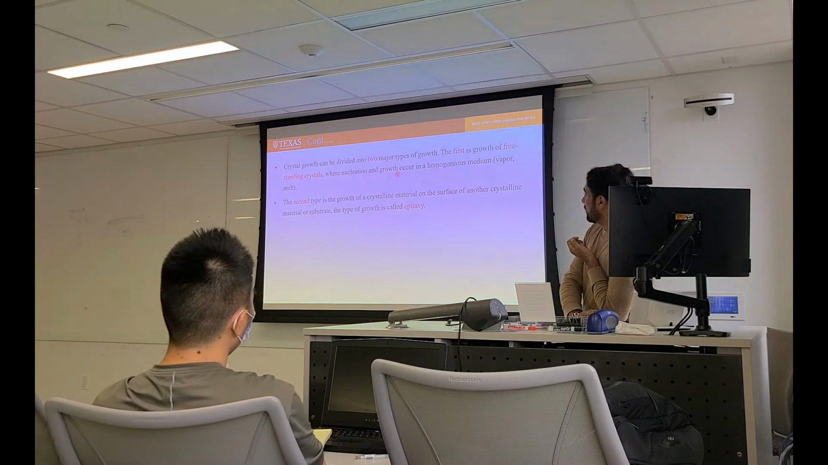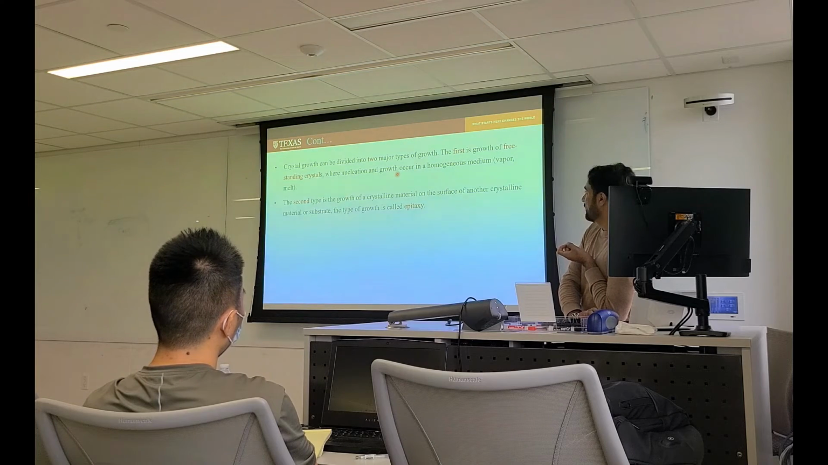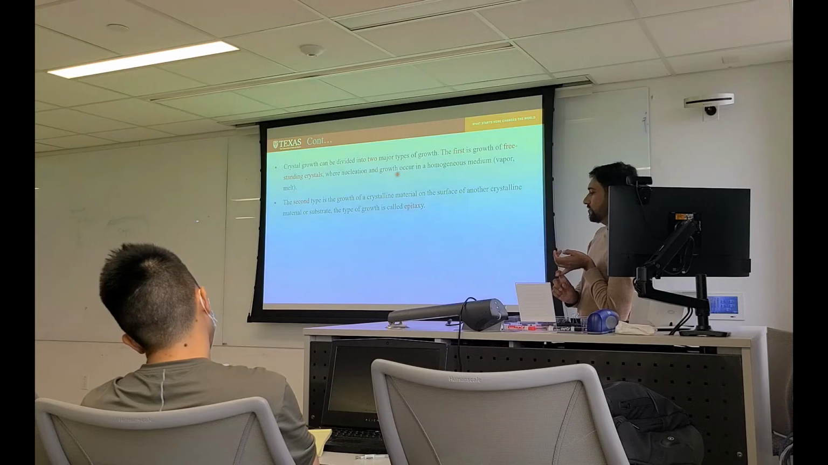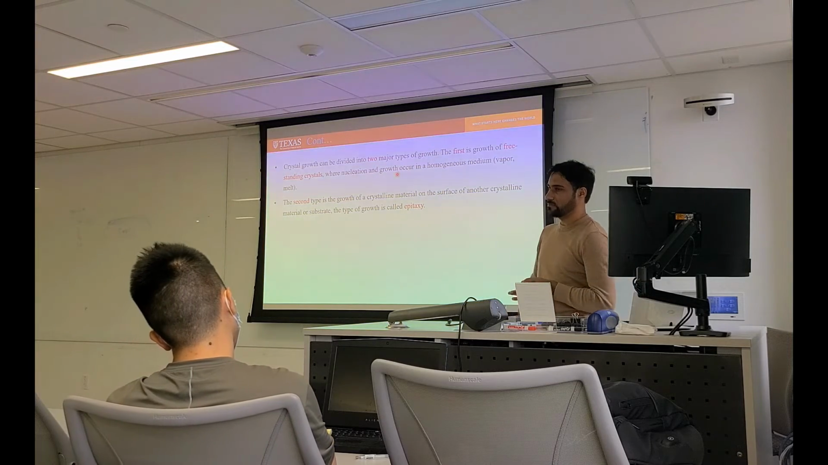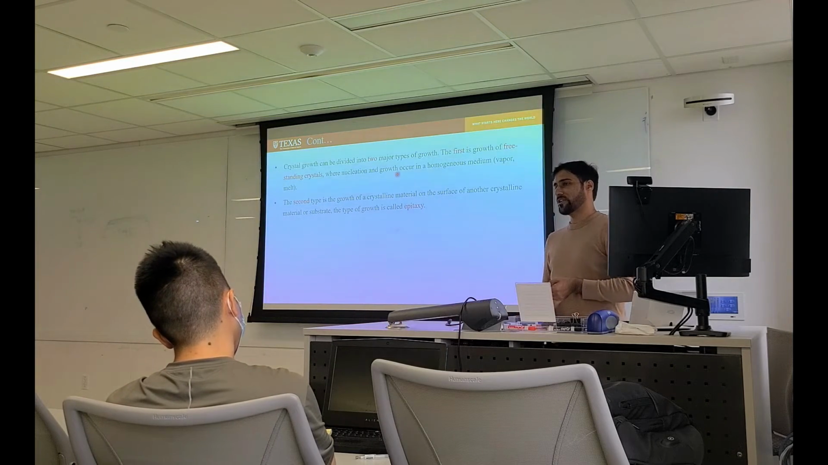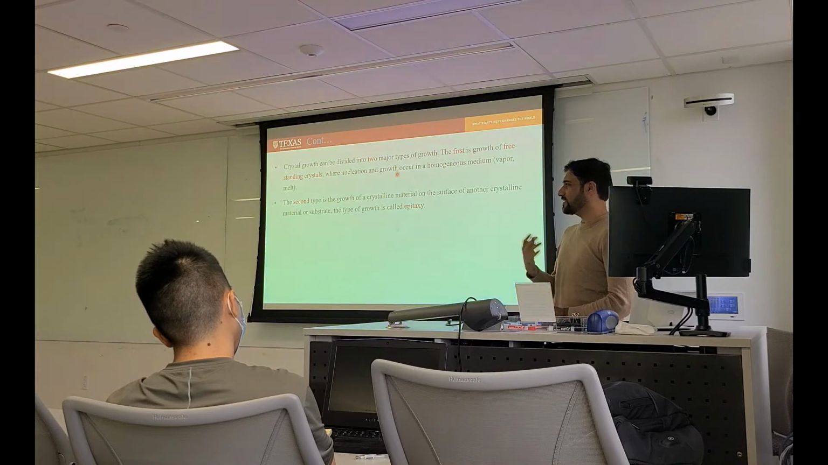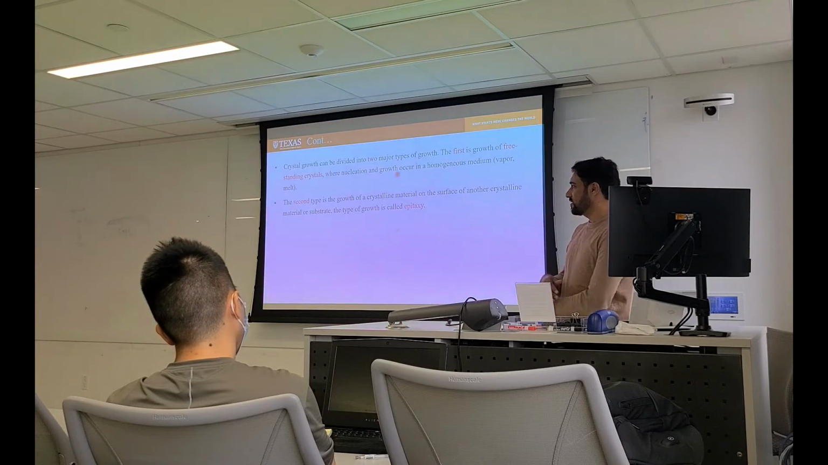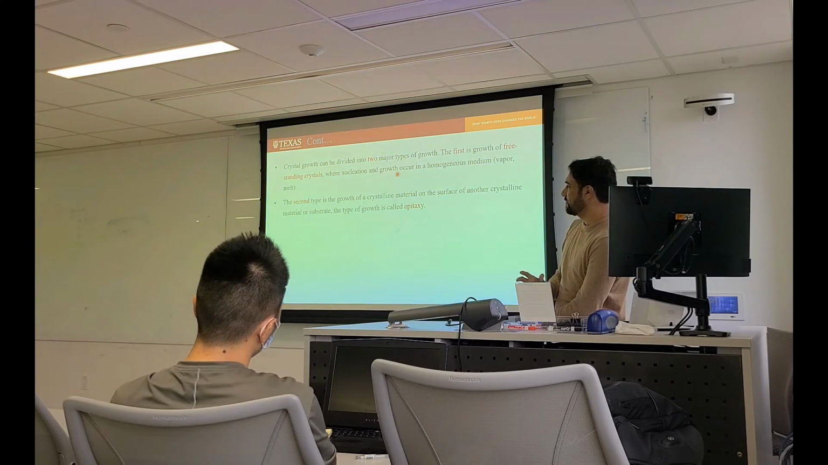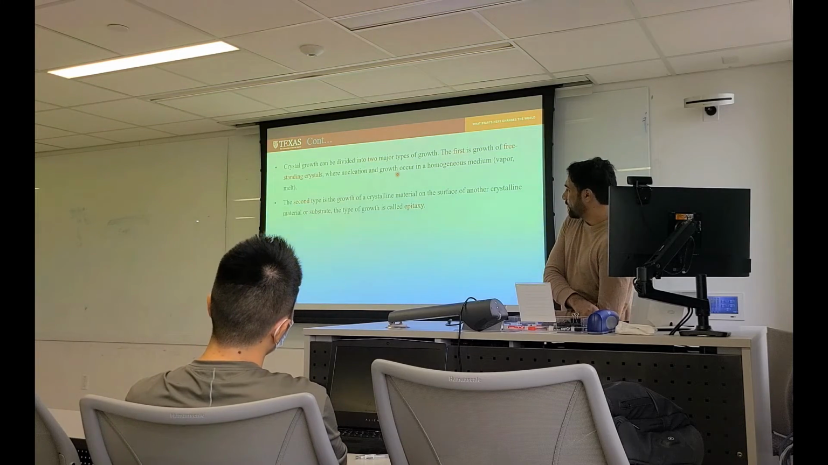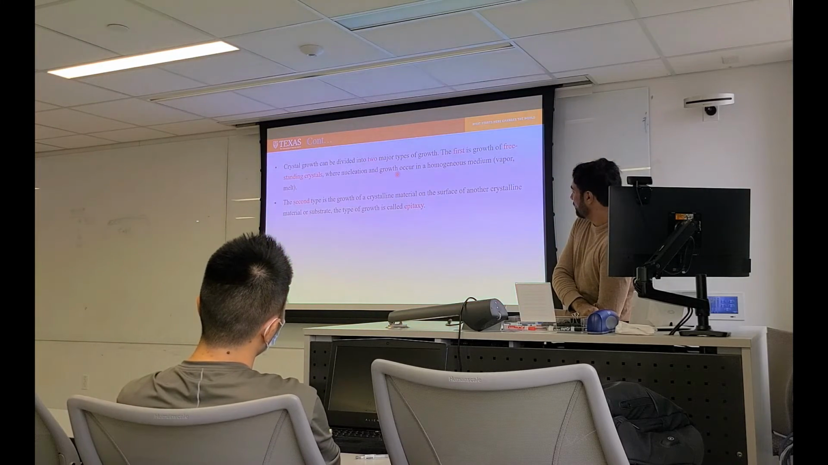The second type is the growth of crystalline material on the surface of another crystalline material or substrate. In that case, you need to study the lattice mismatch. Suppose you want to put gallium nitride on a sapphire substrate, there is a lattice mismatch of around 14-15%. Actually, it is 30%, but the crystal rotates and then ultimately it is around 15%. I will talk about epitaxy also in the coming slides.